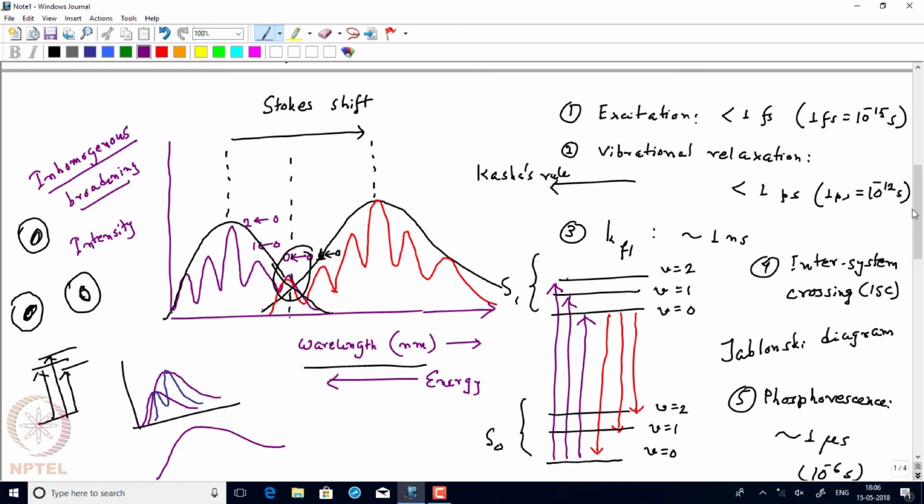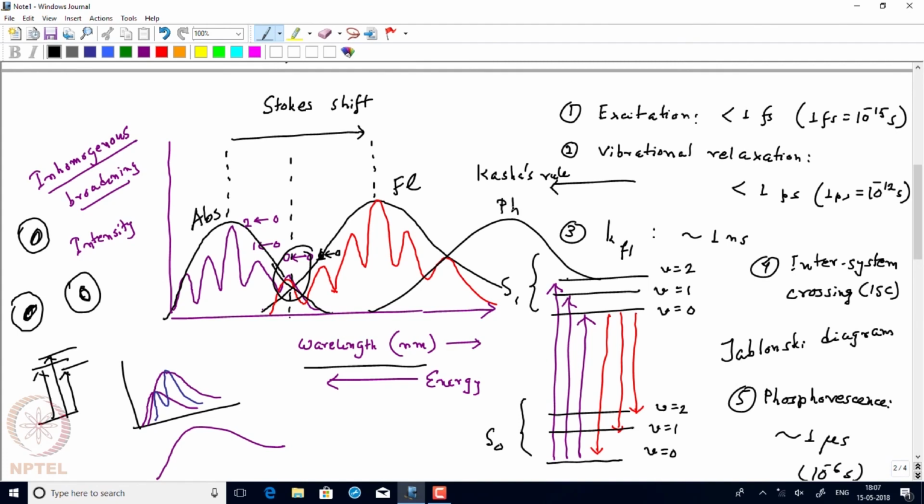As you can see, energy-wise, I excite, then there is vibrational relaxation, then I fluoresce, or I can actually go to the triplet state, which is even lower, and then I get phosphorescence. So the phosphorescence wavelengths will be even more red shifted than the fluorescence wavelengths. So I'll have a phosphorescence spectrum. This is the absorption spectrum, this is the fluorescence spectrum, and this is the phosphorescence spectrum. And phosphorescence is a longer lifetime component.